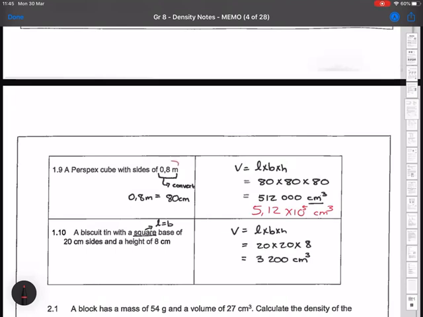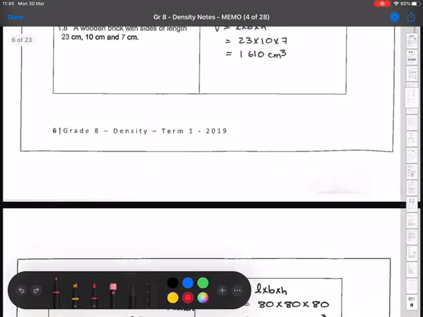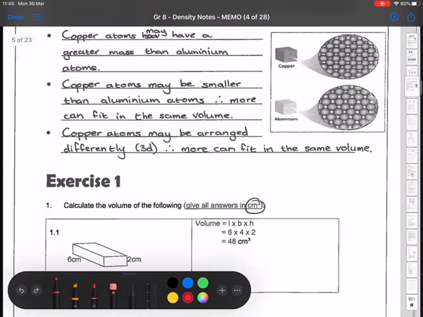So notice there was a conversion over here. You first had to convert 0.8 meters into centimeters, because the original question, if you look back at the top, did say, please write your answer in centimeters cubed. So that's why.